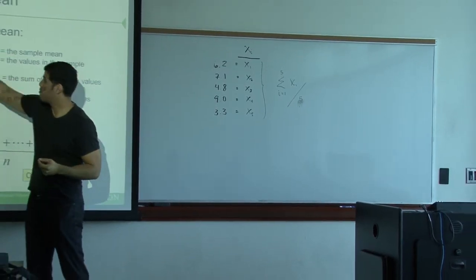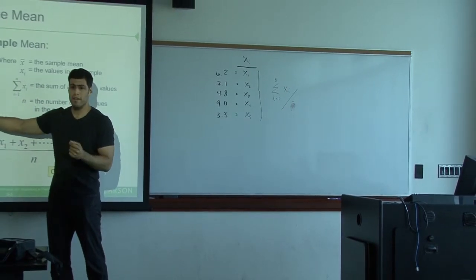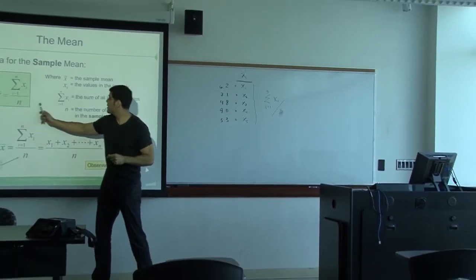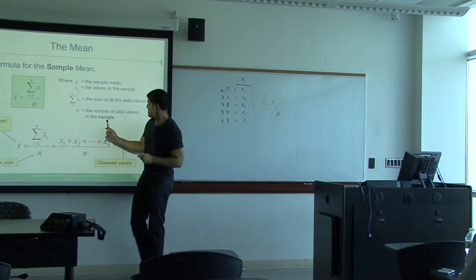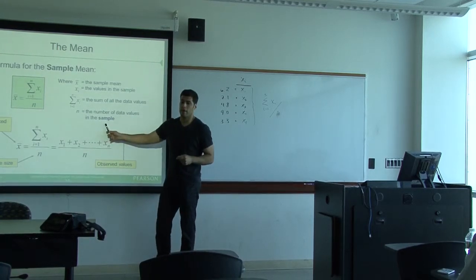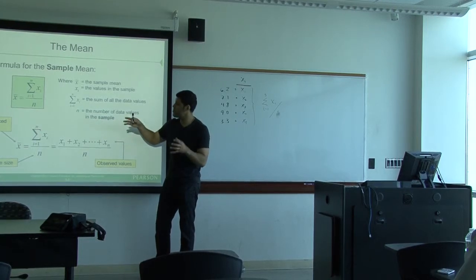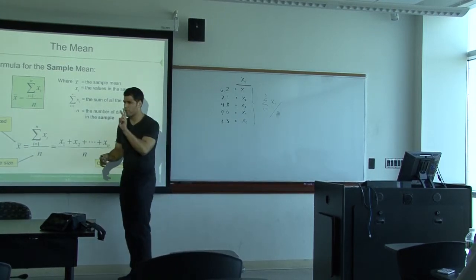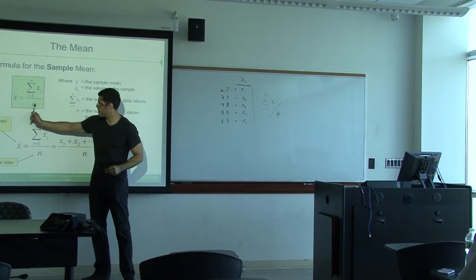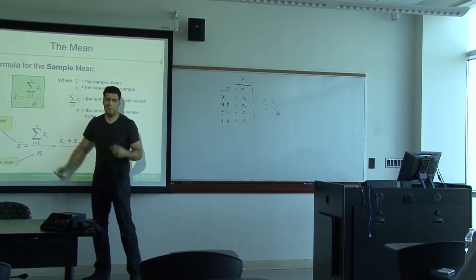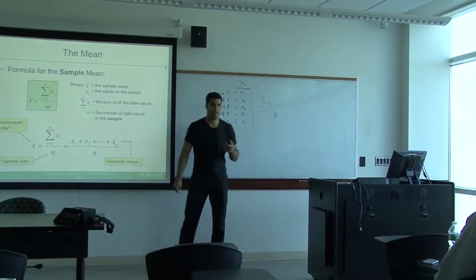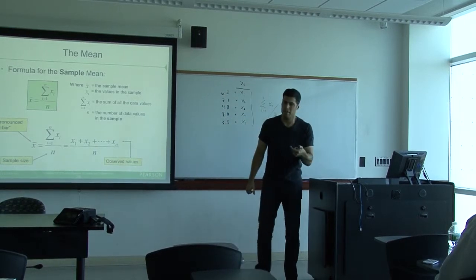Why? Because n is the sample size. Okay? So all this notation here, I'm referring to two things specifically, X bar and n. Those are sample notation. Okay? X bar is the sample mean, small n is the sample size.